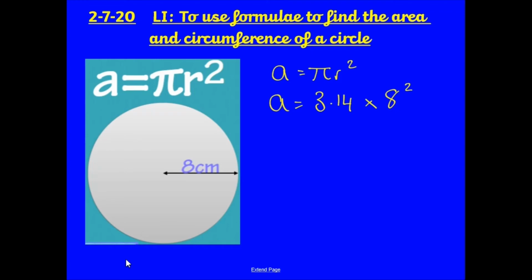Now I can use my BODMAS here. So I'm going to do the squared first. So the area of this is going to equal to 3.14 times by 8 squared.